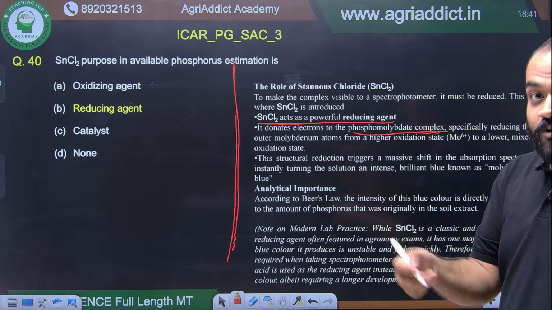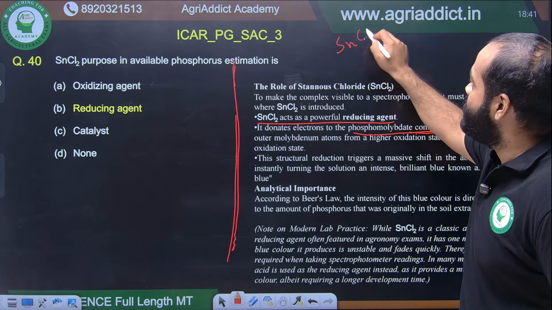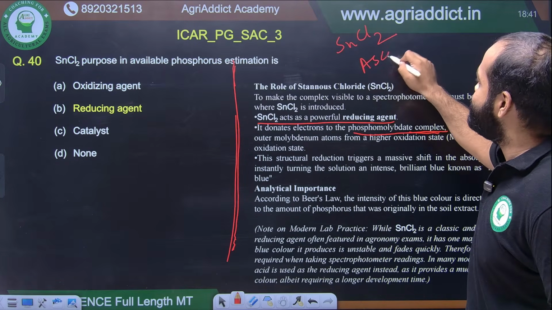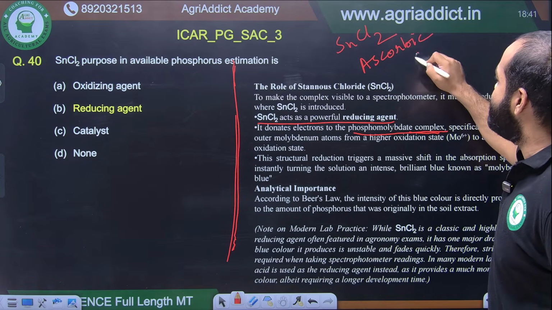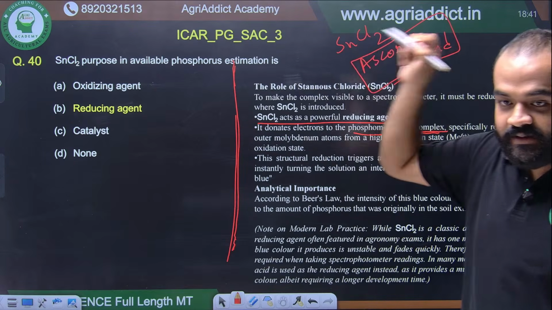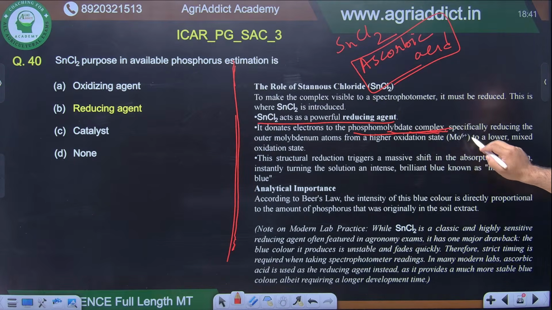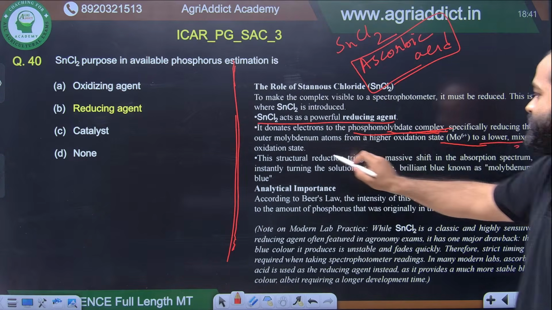Then that phosphomolybdate complex is reduced by SnCl2, and in today's lab it is not used that much. If you do it by your own hand, you know it is called ascorbic acid. We also reduce with ascorbic acid. So it donates electron to the phosphomolybdate complex, reducing Mo6+ to a lower and mixed oxidation state.